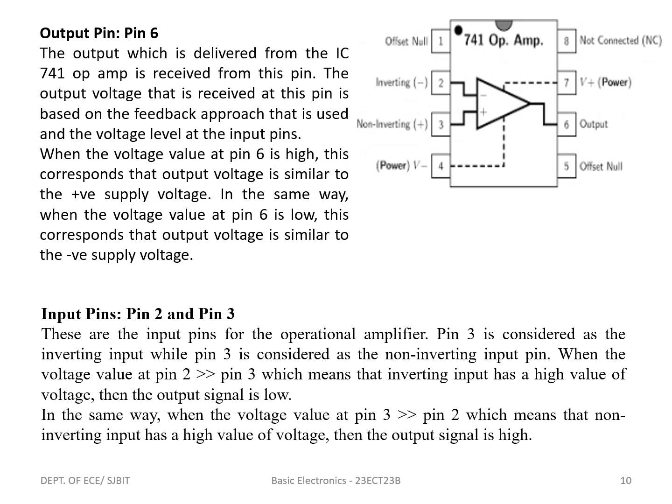When the voltage value at pin 2 is greater than pin 3, which means that the inverting input has a high value of voltage, then the output signal is low. In the same way, when the voltage value at pin 3 is greater than pin 2, which means that the non-inverting input has a high value of voltage, then the output signal is high.